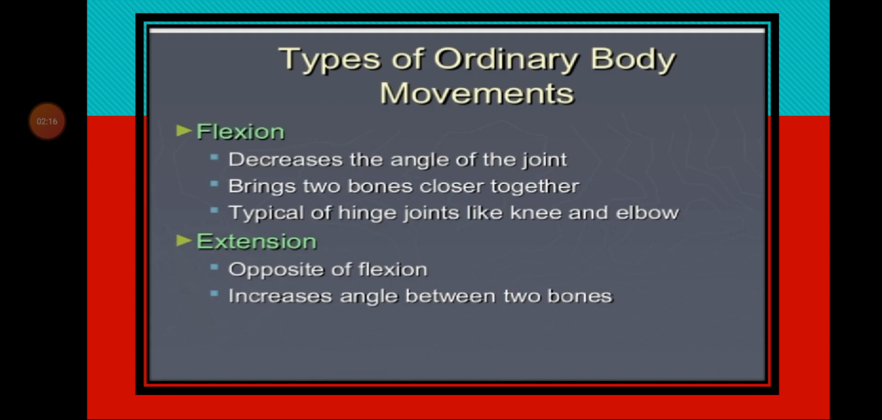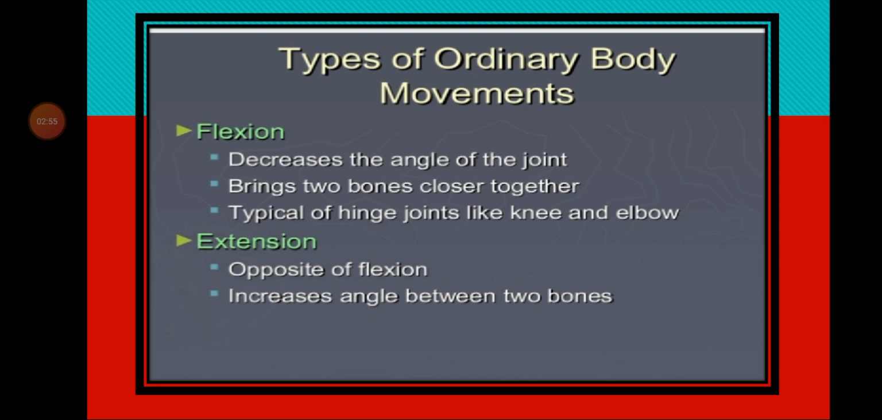Then types of ordinary body movements: flexion and extension. Flexion means the decrease of the angle of the joint. It brings 2 bones closer together. It is typical of hinge joints like the knee and elbow, where they are usually found. This type of body movement is possible only with the knee and elbow.